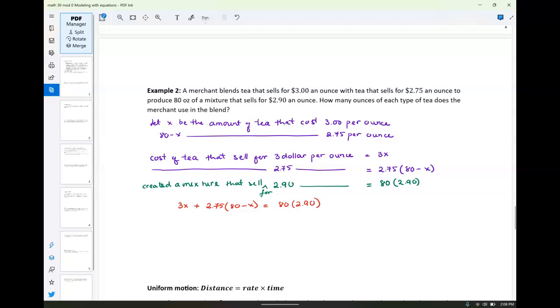We can solve this equation. Combine like terms. Subtract 220 from both sides. Divide by 0.25.